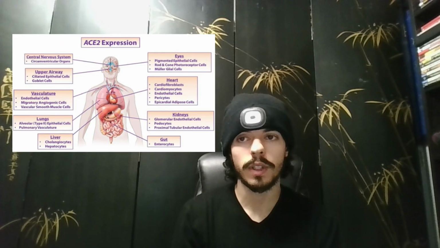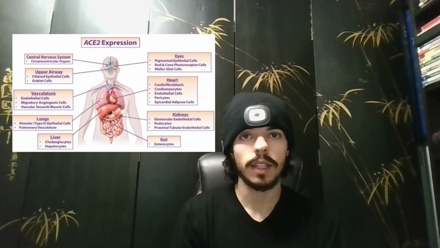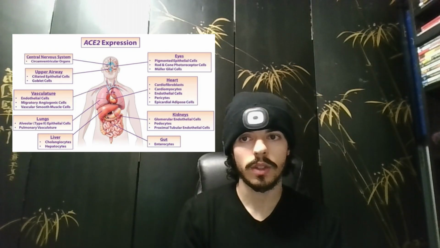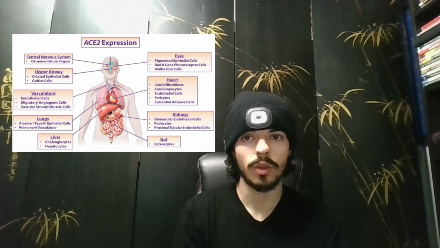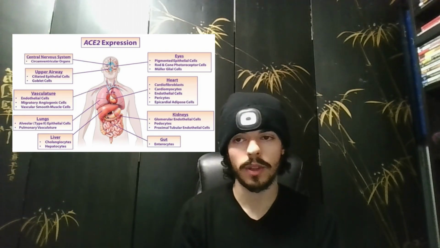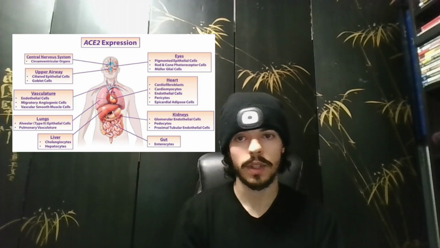As briefly touched on before, the ACE2 receptor is present in many different types of cells. For example, in the upper airways within goblet cells and ciliated epithelial cells. In the vascular system, cells such as endothelial cells and vascular smooth muscle cells. In the lungs with alveolar epithelial cells. In the gut with enterocytes.